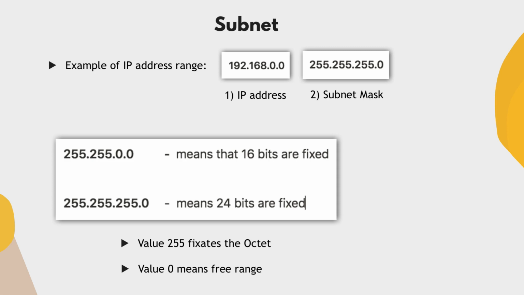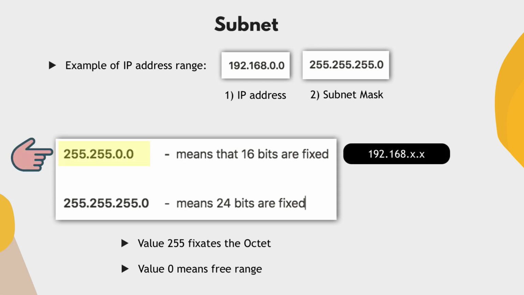Why 255 and 0? Because as you learned, each IP decimal block can have values from 0 to 255. So anything within that range. So basically, subnet defines how many bits in the IP address are fixed, making the rest of them flexible. So 255.255.0.0 means that half of it, or 16 bits, are fixed in the IP address.